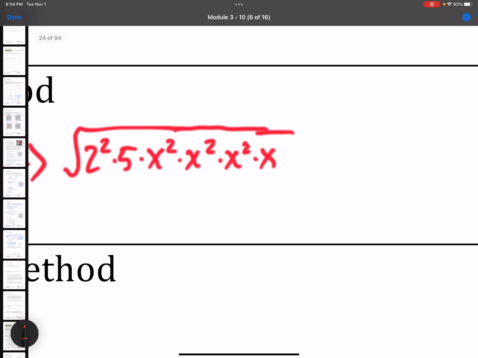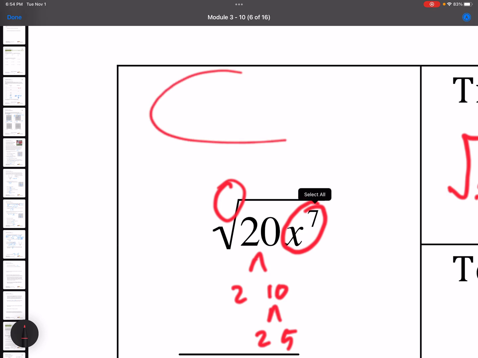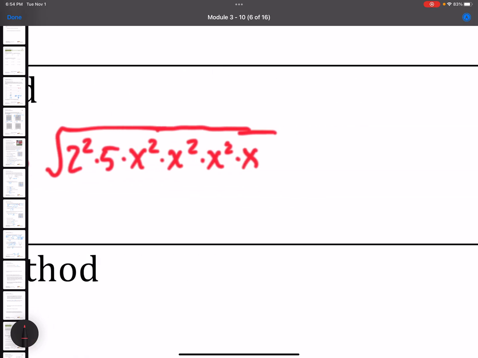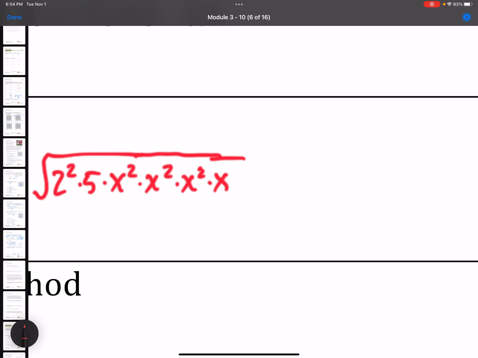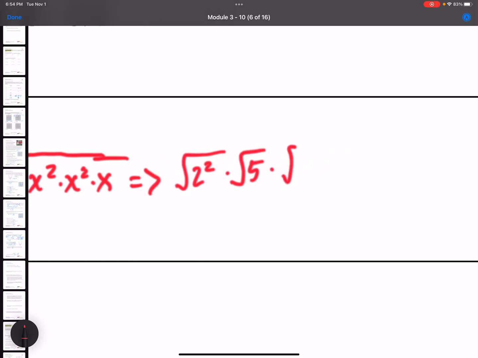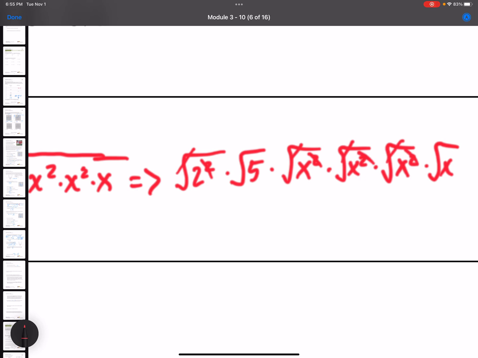But now I'm good. Because of that multiplication rule, remember what I said up here a second ago and then promptly erased: when I have multiplication inside of a radical, I can separate it out. So I have the square root of 2 squared times the square root of 5 times the square root of x squared times the square root of x squared times the square root of x squared times the square root of x. Okay, now I have a whole lot of things that cancel off.